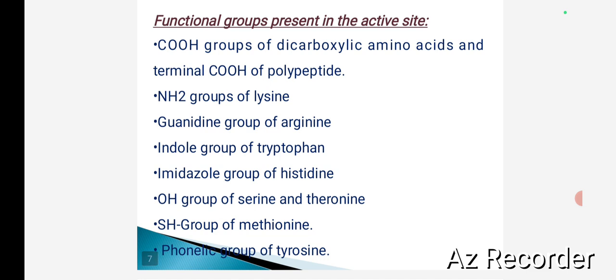Functional groups which are present in the active site: carboxylic group of dicarboxylic acid, terminal carboxylic group of polypeptide, amino group of lysine, guanidine group of arginine, indole group of tryptophan, imidazole group of histidine, hydroxyl group of serine and threonine, SH group of methionine, phenolic group of tyrosine. These are the functional groups of active sites.